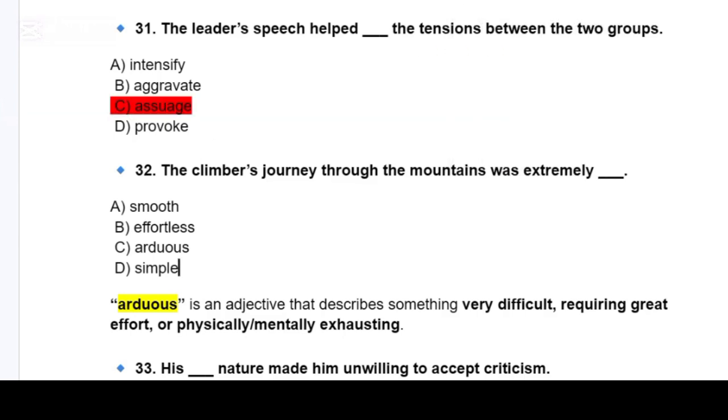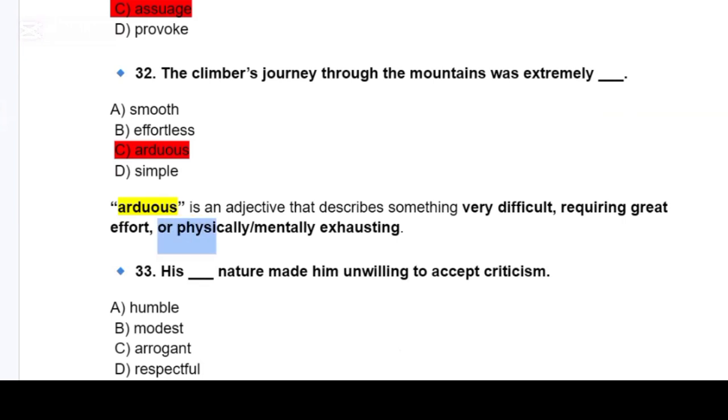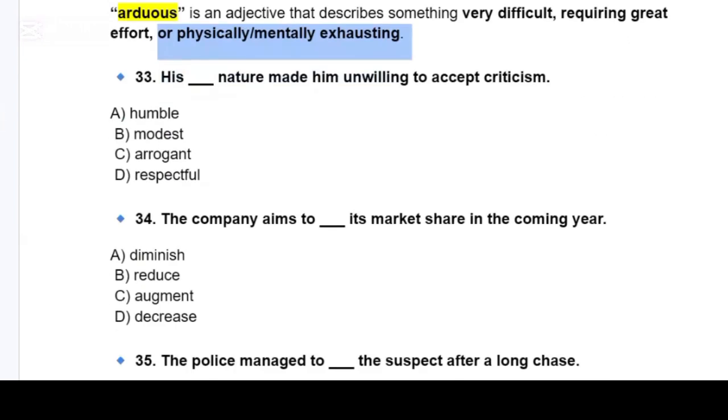The climber's journey through the mountains was extremely dash. So the journey through the mountains was extremely smooth, effortless, arduous, or simple. So arduous here is correct, because a journey through the trails or mountains is very difficult, requiring great effort, physically or mentally exhausting.